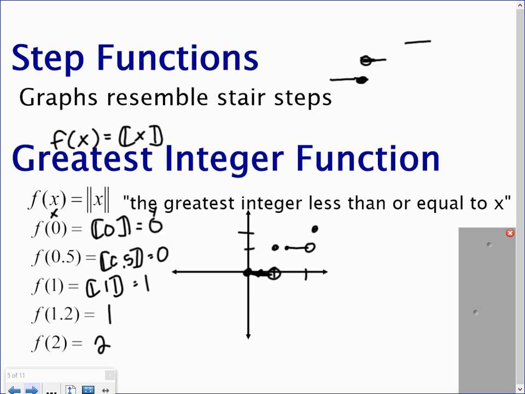So all this piece right here, from 1 to 2, all those decimals, 1.1, 1.2, 1.3, 1.99, they're all going to give me greatest integer of 1. And when I get to 2, then I jump up. You see how those steps are being created? And then you can just continue the pattern. Okay, so if you want to draw a few more steps, add one down here for -1.